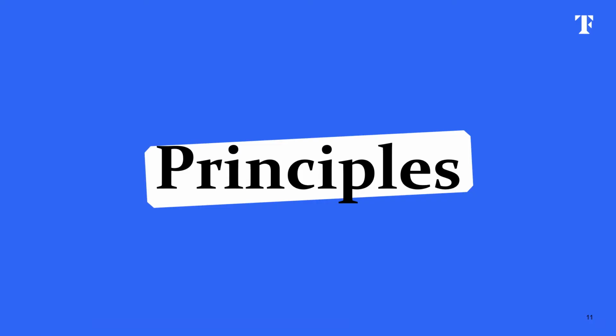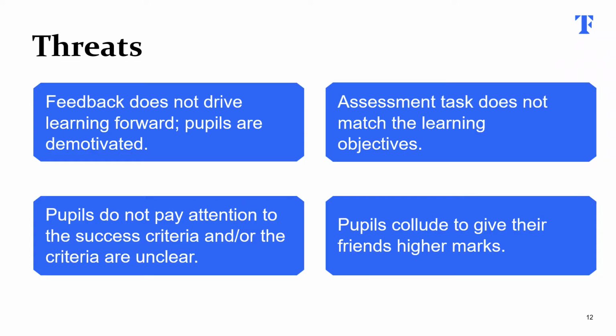So we will now take a deeper look at formative self and peer assessment and consider how the principles of assessment can be used to inform our planning and practice. First, we will consider what threats exist when using peer or self-assessment. If we want to ensure an assessment is effective at supporting learning and avoid some of the problems with peer and self-assessment, we must consider the threats to a robust assessment.